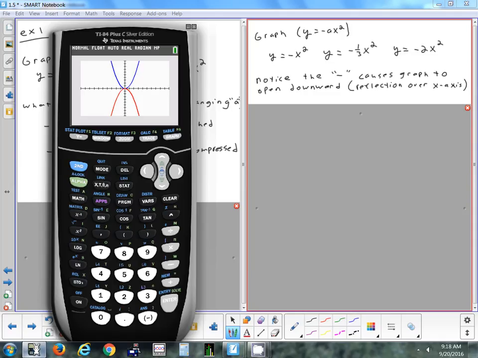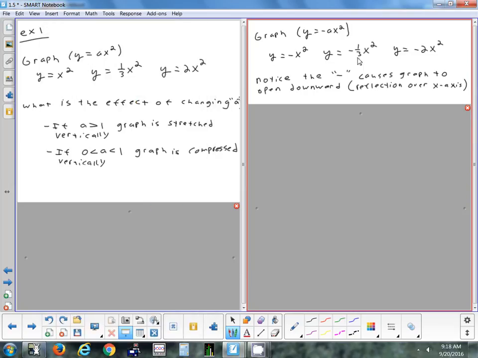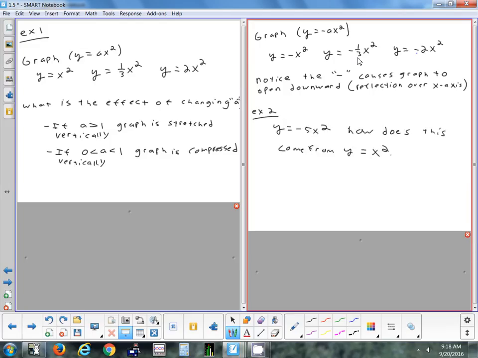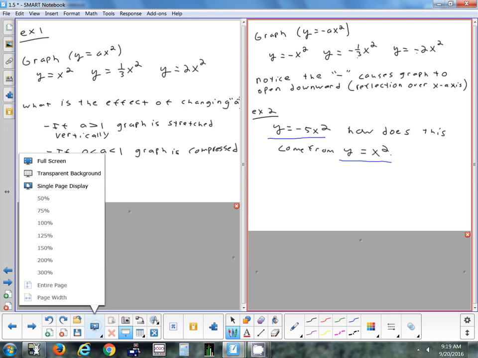What's happening in the second and third one is two things at the same time. There's a vertical stretch or compression, and there's a reflection over the x-axis. Two things at the same time. The first graph, there is no vertical stretch or compression. It's just a reflection over the x-axis. Now what I want to do is take a look at that graph, y equals negative 5x squared, and I want you to explain to me the transformations to change this into that.